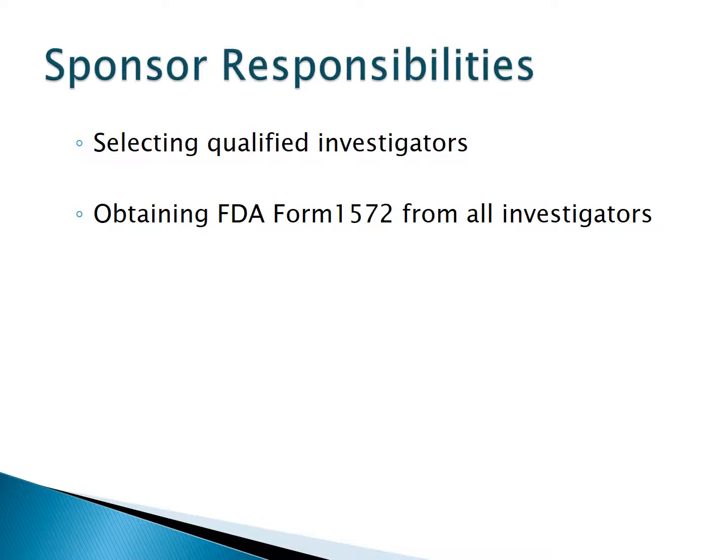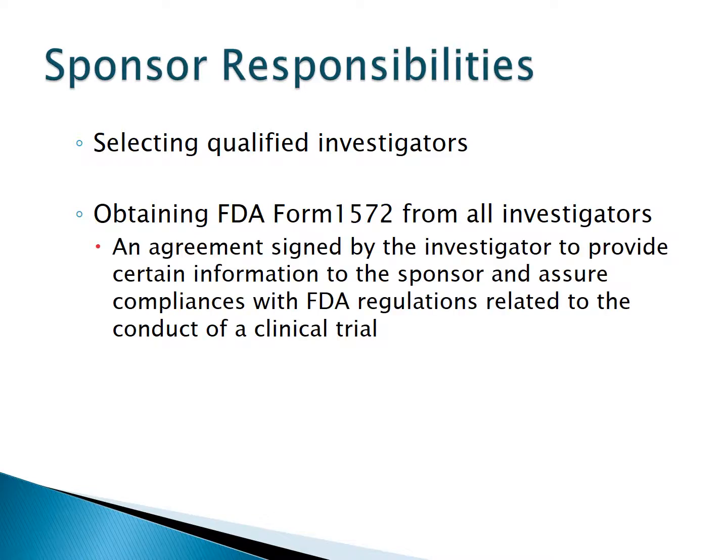The sponsor has to obtain an FDA Form 1572 from all the investigators. In this module, I have posted an FDA Form 1572, and it is not a very long document. Basically, the investigator gives some information, like where the clinic is located and where the lab is, some basic stuff like that, but most importantly, the investigator signs it and says, I'm going to follow the Code of Federal Regulations when I do this trial. So it's a legally binding agreement by the investigators that they will comply with all of the law, to assure compliance with FDA regulations.